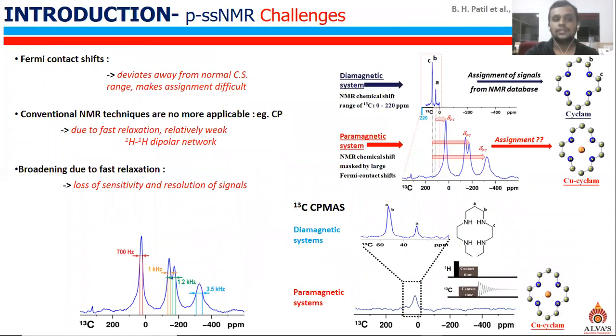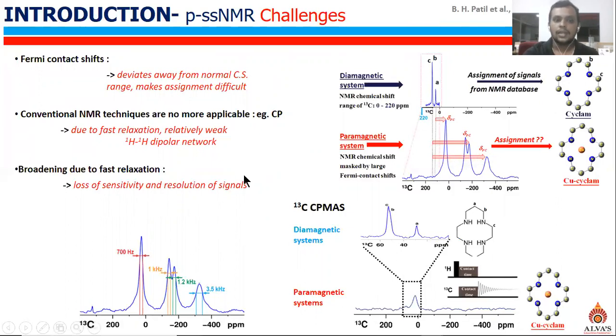Some of the challenges in solid-state NMR: the Fermi contact interaction deviates the signals away from the normal chemical shift range, which makes signal assignment difficult, as seen in the case of cyclen, which is diamagnetic. Here we get three signals, which are assigned easily. But when we put copper in that diamagnetic system, it becomes a paramagnetic complex, and we get three signals which are out of the range, which makes the assignment difficult.